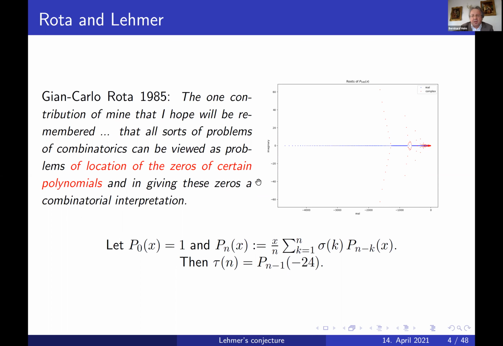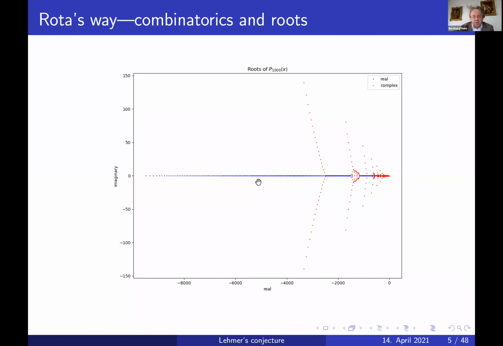And a typical picture of the distribution of the zeros looks like the picture above. So to zoom in: on the abscissa you have the real part of the zero, and on the ordinate you have the complex part. Red are the complex roots and blue are the real roots.